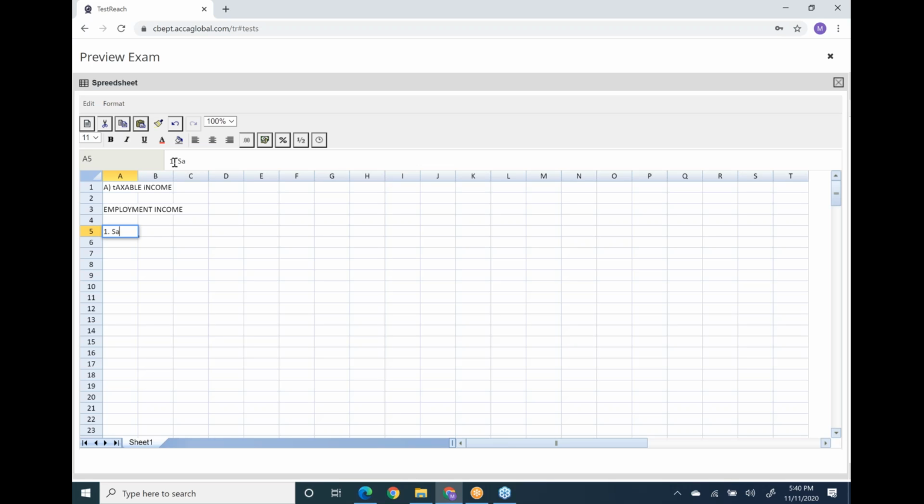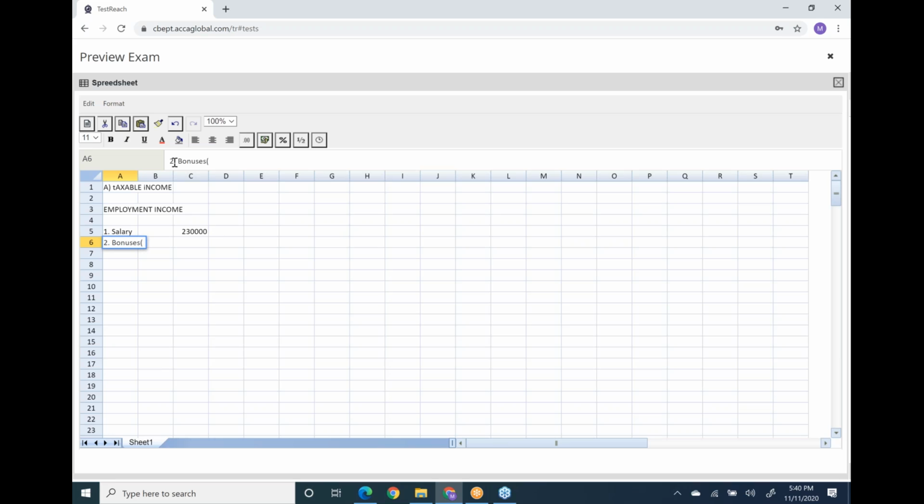Now, for employment income, what's the first thing which we have to add? Salary. See, these are all very simple, ordinary level typings. So the salary is 2,30,000. I hope you can see it. Then the second thing is bonus.